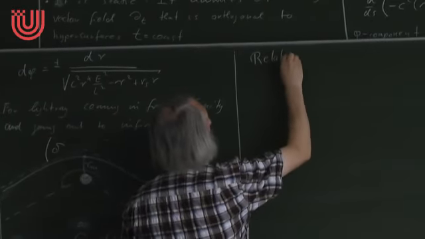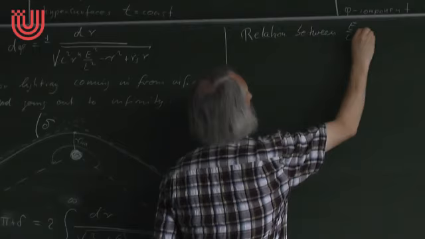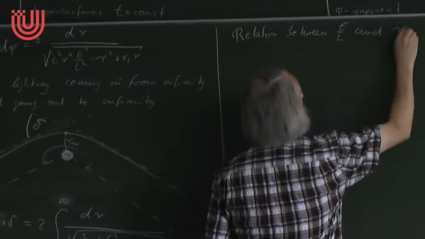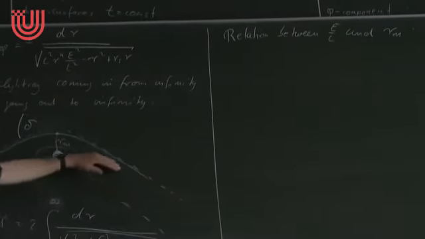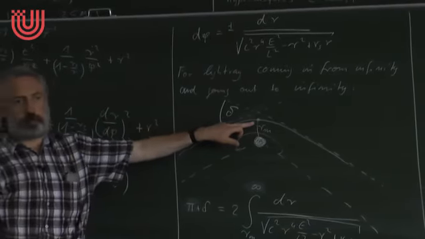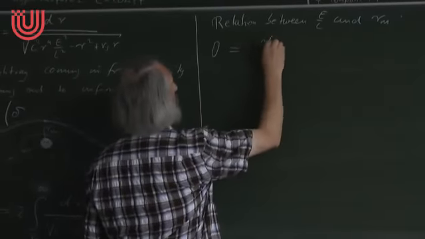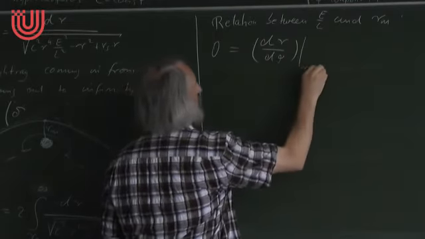Relation between E over L and this minimum radius value Rm. Well, it's a minimum value. So the derivative, dr by d phi, must be 0 at this point. That's the condition which relates the two things. So I must get 0 if I consider dr by d phi at r equal Rm.